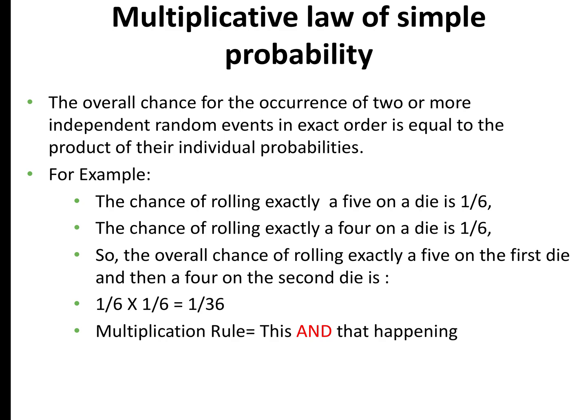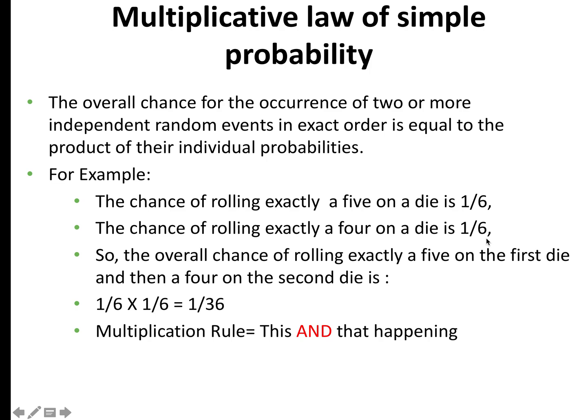If you want to figure out the chance of two things happening, where this happens and that happens, and is the key word there, you can use probability. So if I'm rolling dice, there's 6 sides on a dice face. On one of those sides is the number 5, and the chance of me rolling a 5 is 1 out of 6. And the chance of me rolling a 4 or any other number is also 1 out of 6.